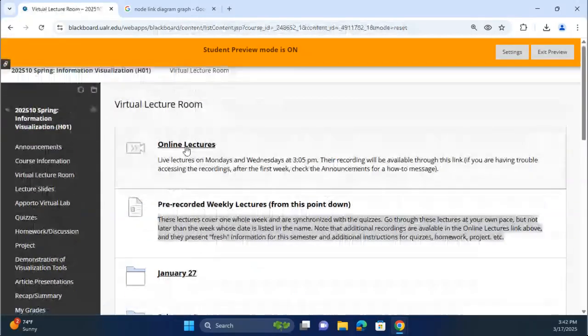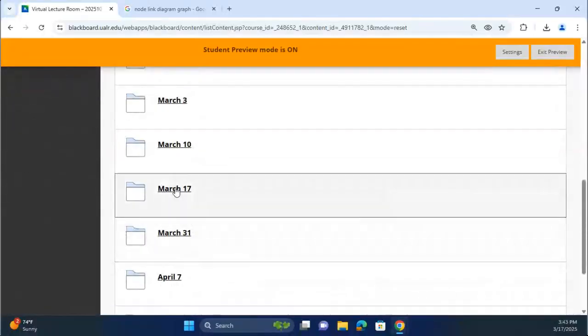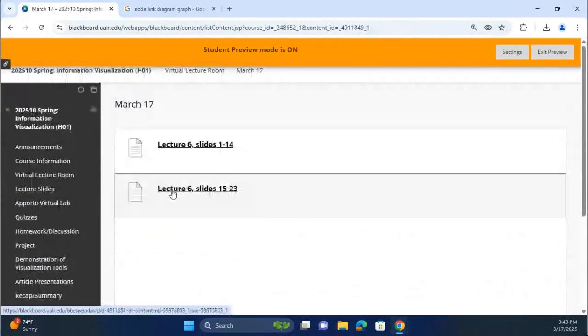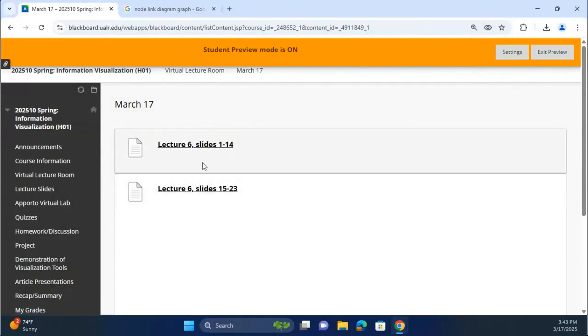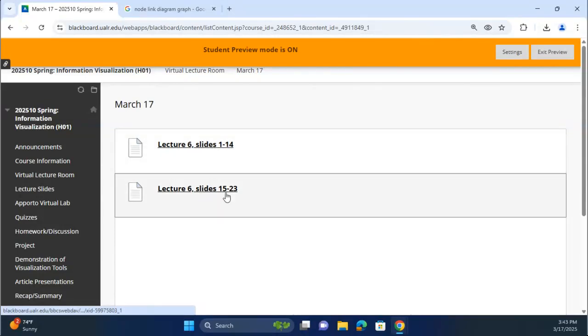Other things this week, the week of March 17, we're starting with graphs. So lecture 1 through 14, lecture 15 through 23rd. It's pretty much broken down, but it's the first part of lecture 6, about 23 of those slides that I planned for this week. It should cover enough for the homework, and I already covered that part.